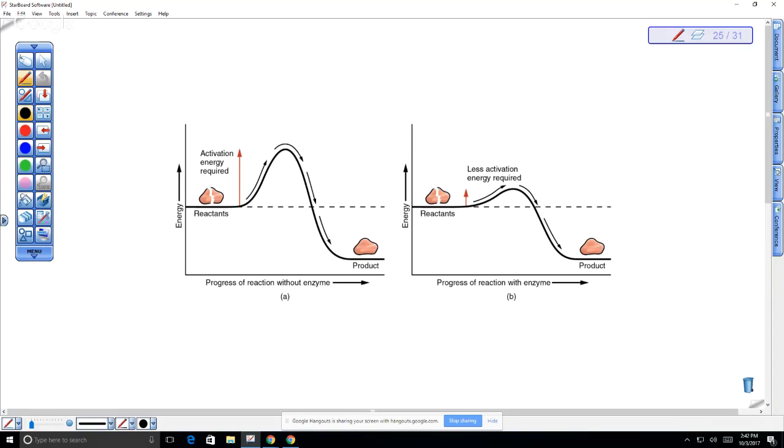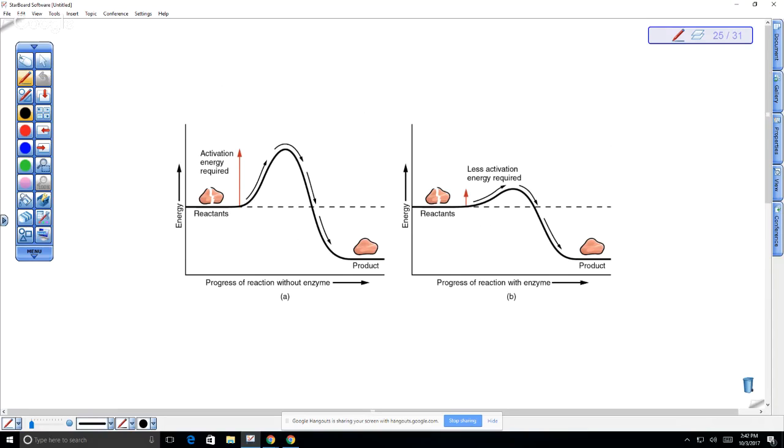So this would be an example of an anabolic chemical reaction. But the point here is the amount of energy that it takes for the chemical reaction to occur. You notice that without the enzyme, it takes a lot more energy for the chemical reaction to occur than if the enzyme is present. Once the enzyme is present, there's less energy required, and so it will speed up the chemical reaction.